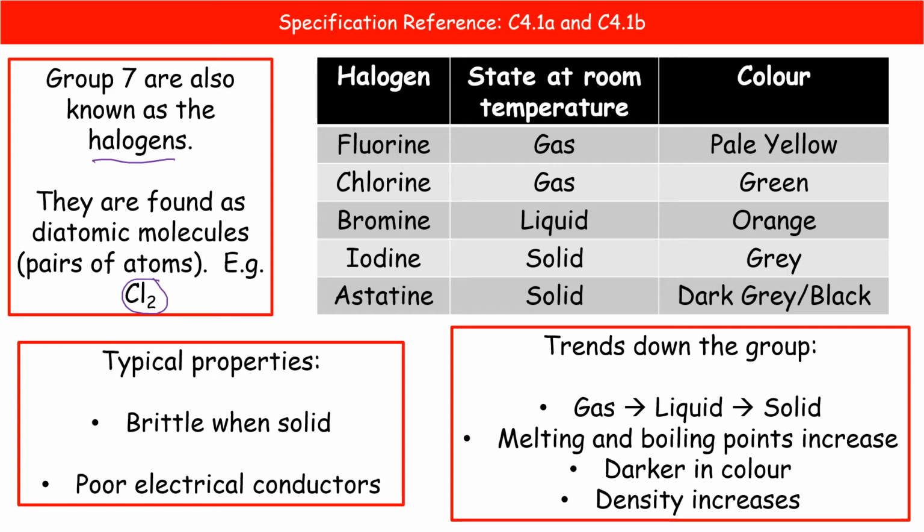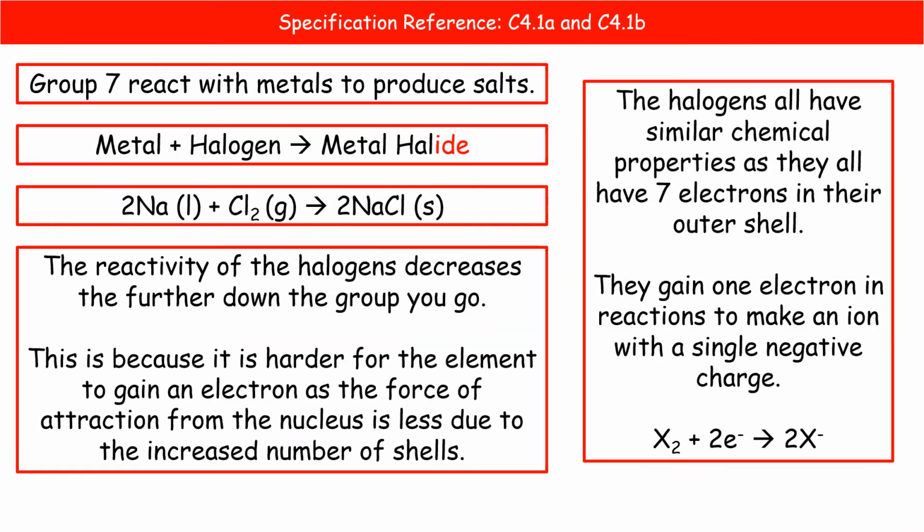In terms of the properties of our halogens then, they are brittle when they're solid and they're poor electrical conductors. So pretty typical of our non-metals there. In terms of the trends or the patterns as we go down the group, as we've already said, they go gas, then liquid, then solid. So the further down we go, they transition from gases to solids. They get darker in colour. Their melting and boiling points increase and their density increases.